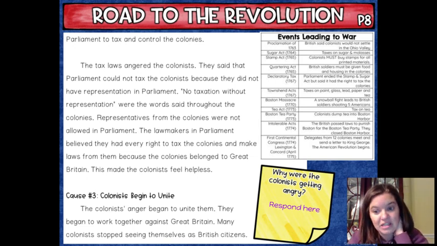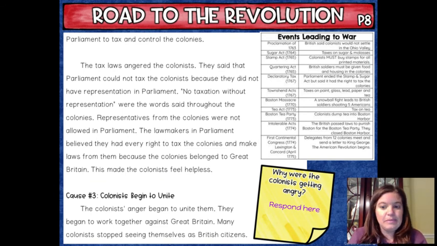So then leaders from all of the 13 colonies decide, okay, now we've got to start having some discussions about getting rid of Britain and forming our own country. So that's where we are here, the First Continental Congress. Delegates from 12 different colonies meet and send a letter to King George, and that's kind of where the American Revolution begins. They send multiple letters after that, telling him that if he doesn't do something, they're going to have a revolution and fight them.